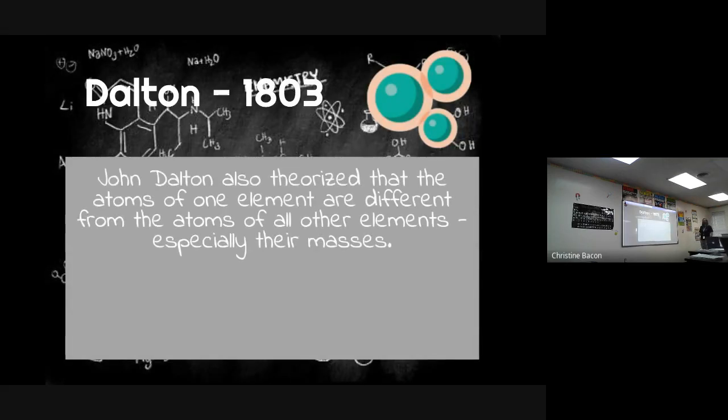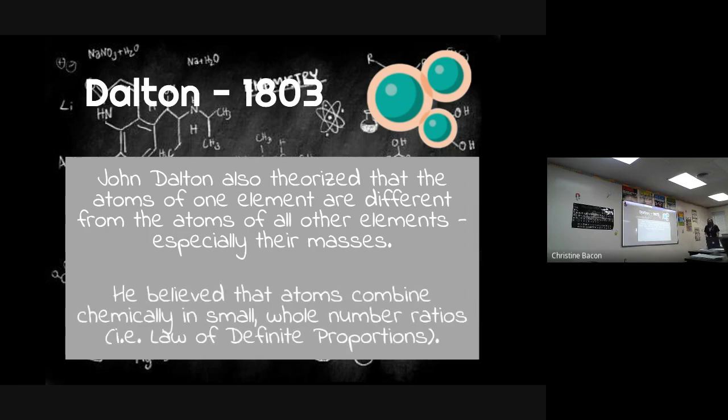So John Dalton theorized that the atoms of one element are different than the atoms of all other elements, especially their masses. He didn't know at that time that was because it differs based on the amount of protons and neutrons that are in the nucleus. He just knew that an iron atom had a bigger mass than a hydrogen atom did. He just didn't know why. Because the scientific instruments and the technology at that time, he didn't have anything available to help him learn what was making the masses different. So all he knew was that they were different, he just didn't know why.